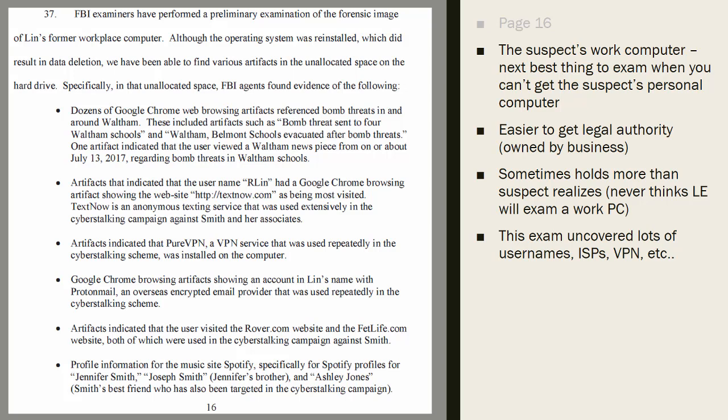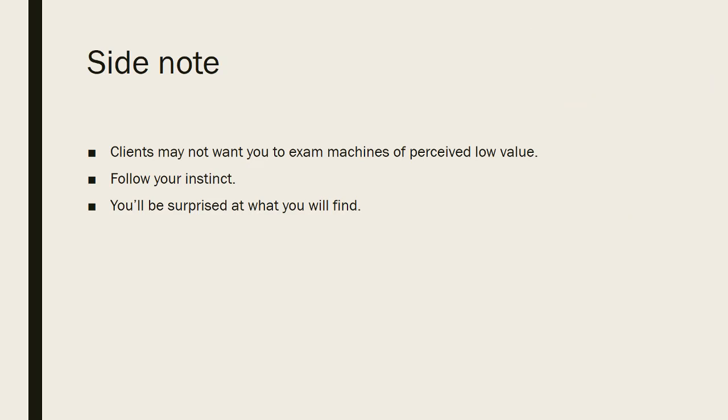So when you can't get the suspect's personal computer, the work computer is the next best thing. It's easier to get legal authority because it's owned by the business, and it's going to typically hold more information and evidence than a suspect realizes, because many suspects don't think that the police are going to come to their work and grab the computer that they worked on, specifically if they reinstalled an OS on it or thought that the laptop or desktop was disposed of. So this exam uncovered a lot of usernames, ISPs, VPNs, and such, which really benefits the case. So don't overlook prior computers that the suspect may have used.